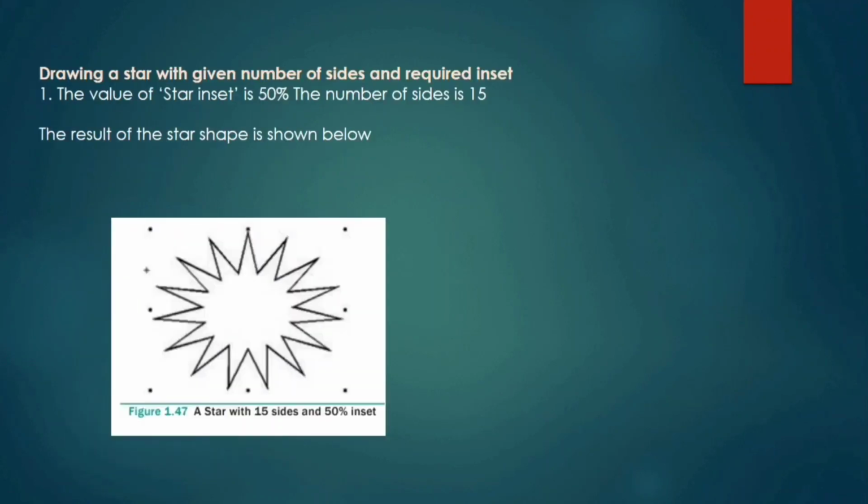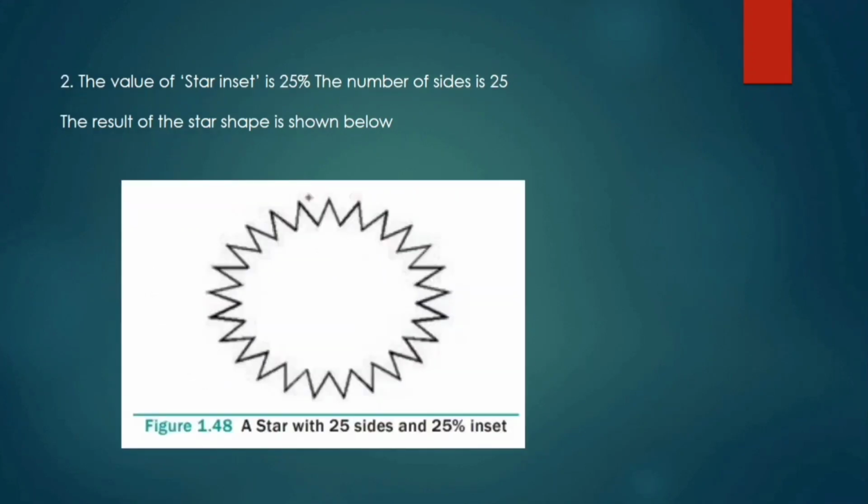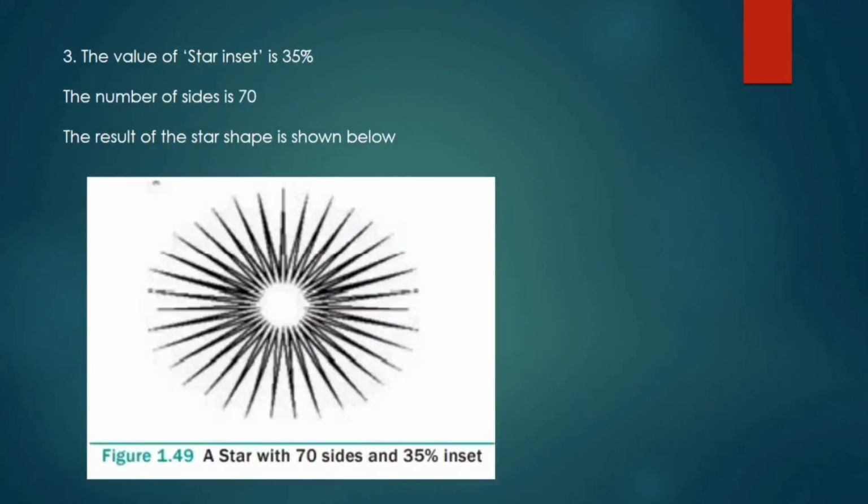Drawing a star with given number of sides and required inset. The value of star inset is 50%. The number of sides is 15. The result of the star shape is shown below. The value of star inset is 25%. The number of sides is 25. The result of the star shape is shown below. The value of star inset is 35%. The number of sides is 70. The result of the star shape is shown below.